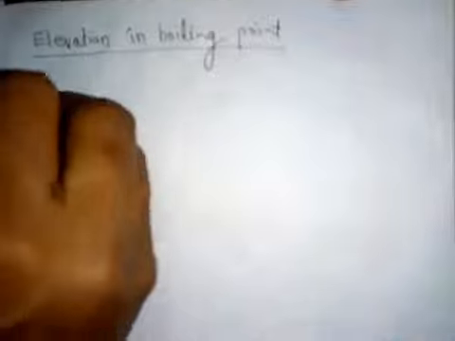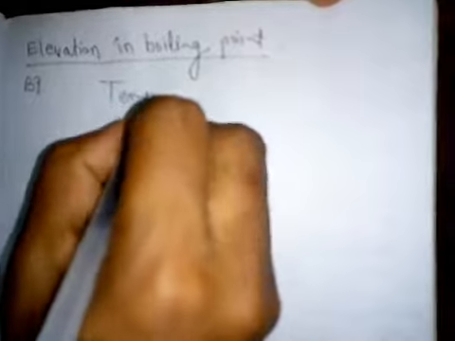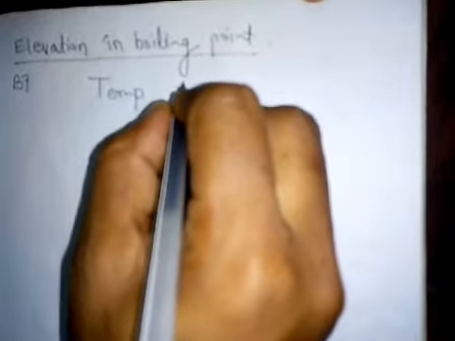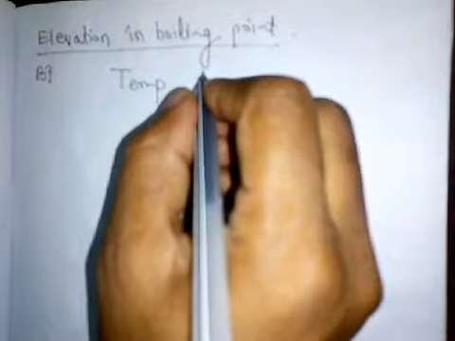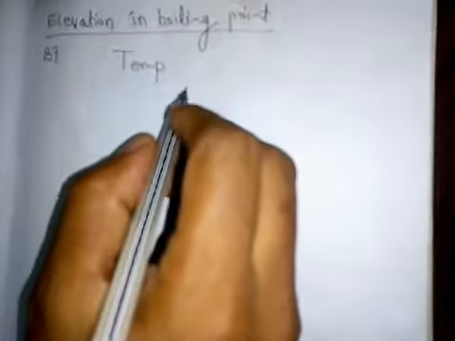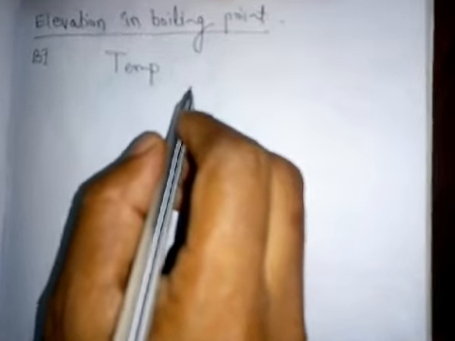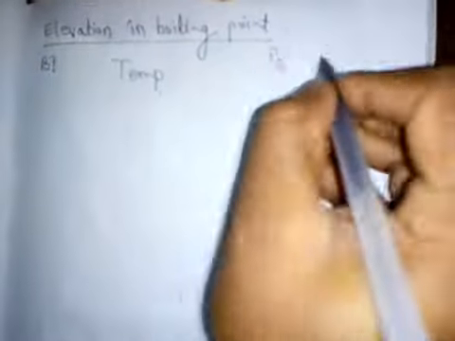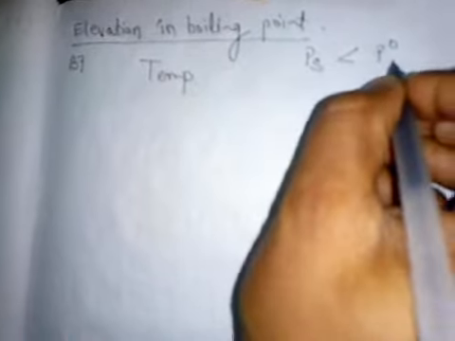The next colligative property is elevation in boiling point. We should define boiling point first. Boiling point of a liquid is the temperature at which the vapor pressure of the liquid becomes equal to the atmospheric pressure. Always the vapor pressure of the solution is lower than that of pure solvent, that is Ps is less than P naught.